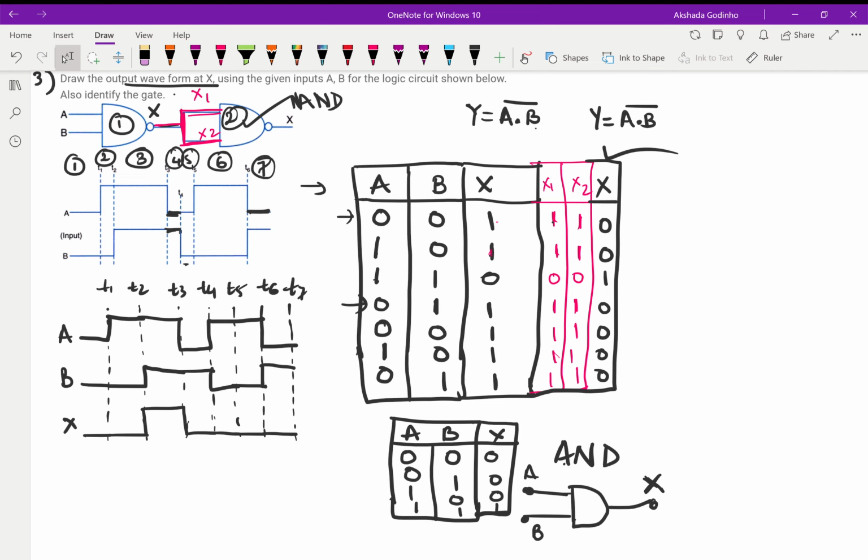So I hope this is simple. I will also upload another video of some more problems looking at only the logic symbols. So these are with the waveforms, and the other type of questions that you could get is with the logic symbols.